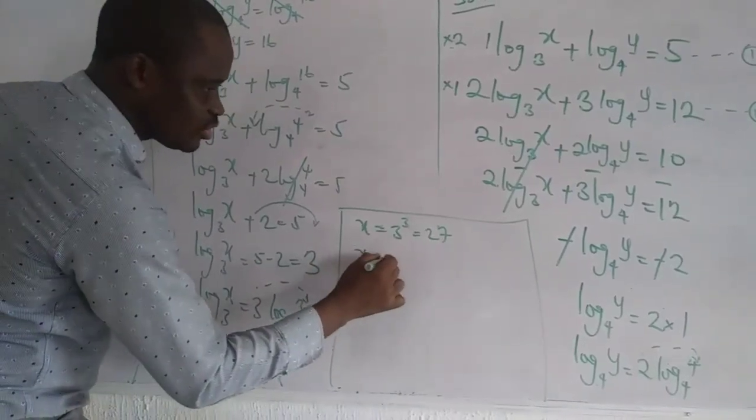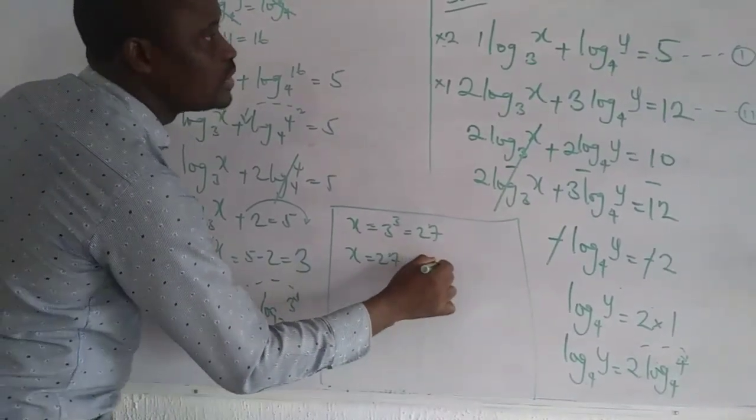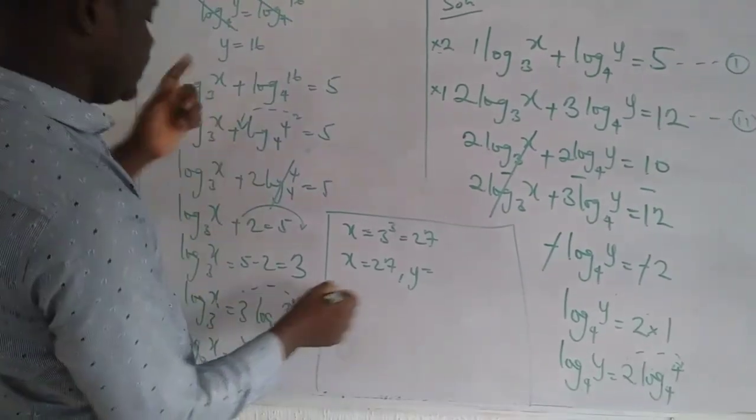Finally, x equals 27, y equals what? y equals 16.